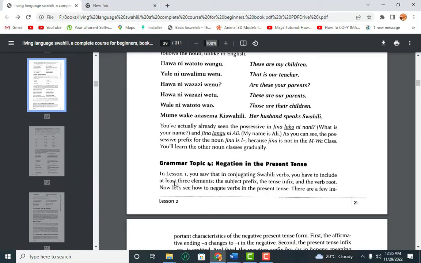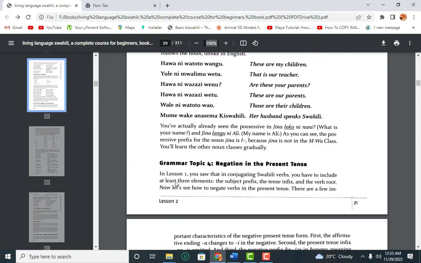We're going to talk about the negation in the present tense. In lesson 1, you saw that in conjugating Swahili verbs, you have to include at least 3 elements: the subject prefix, the tense infix, and the verb root. Now let's see how to negate verbs in the present tense.